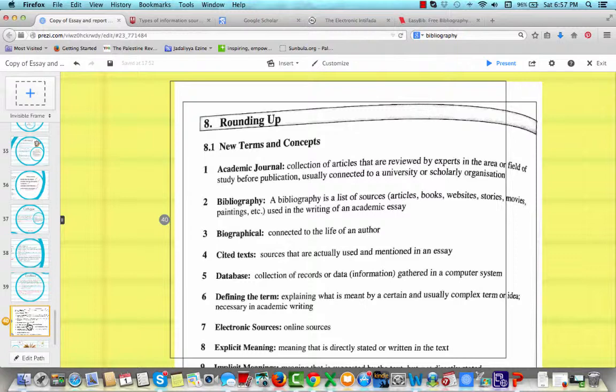Ladies and gentlemen, as always, turn to page 30 in your books. You will find the end of the unit, which is rounding up, where you have the new terms and concepts. Please know these words and concepts. This is important, and I keep repeating it after every class.